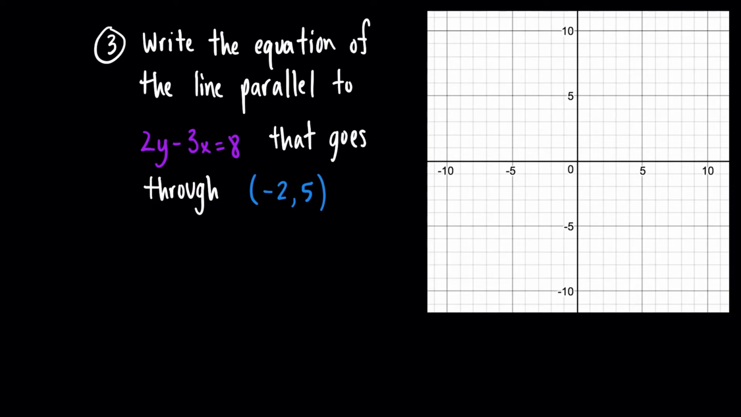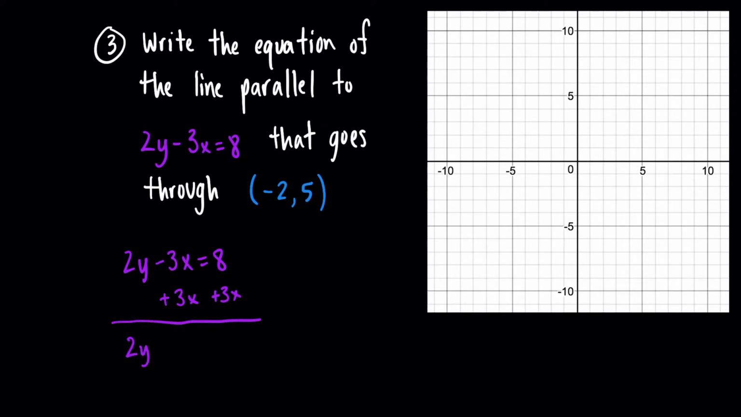How about this? So write the equation of the line parallel to 2y minus 3x is equal to 8 that goes through the point -2, 5. The only added level of difficulty that I've introduced here is I've given you the equation of the line that's not already in slope-intercept form, which is really not a big deal. All you want to do is just change it over to slope-intercept form, and you'll be good to go. So if you've got 2y minus 3x is equal to 8, then go ahead and add 3x to both sides.